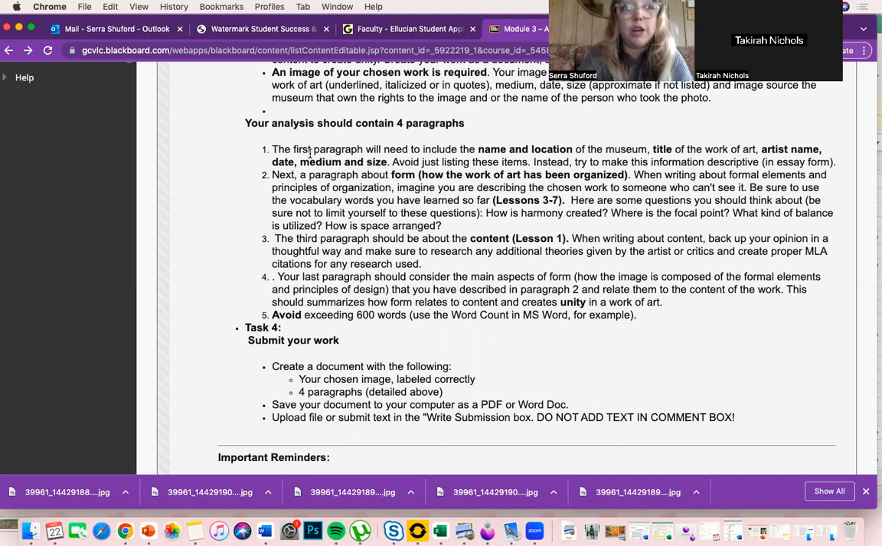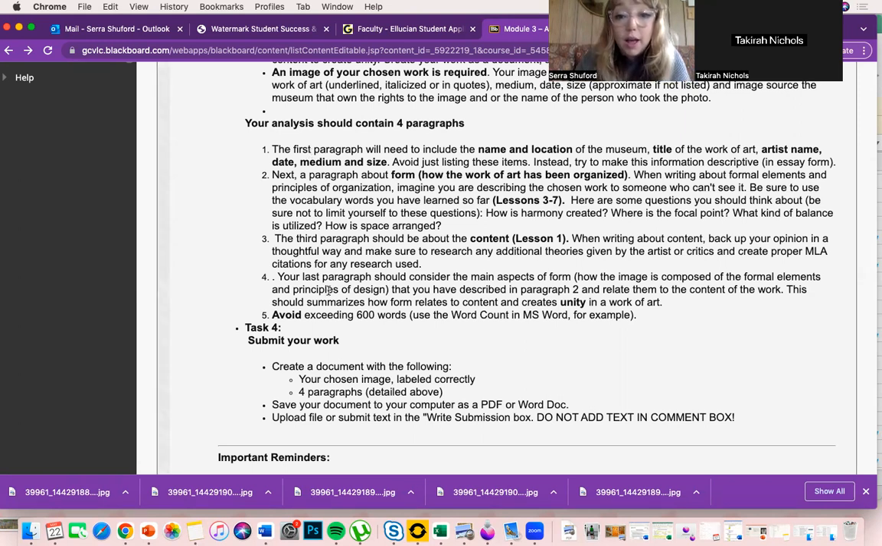Does color help us understand how variety is achieved, or does form or mass help us understand how balance is created, and so forth? That's essentially what you're doing here. How are the ingredients becoming recipes, or how are the elements of art helping us to organize our principles of design and make a successful composition?